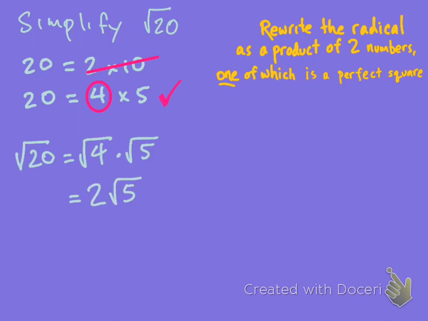The square root of 4 can be simplified down to 2. The square root of 5 does not simplify, so we leave it alone. So there you go, there it is, 2 root 5. That's the square root of 20, simplified.